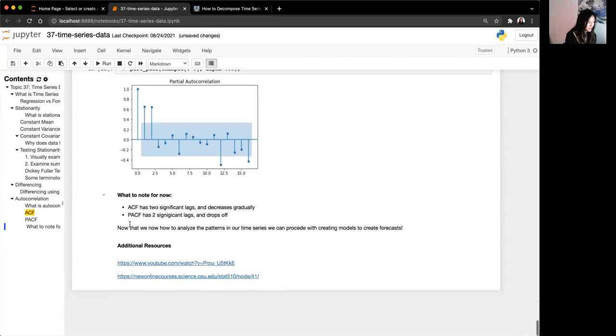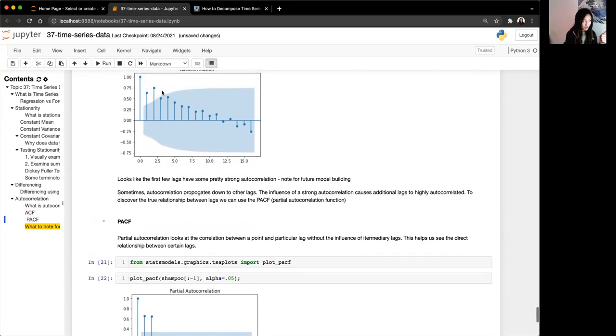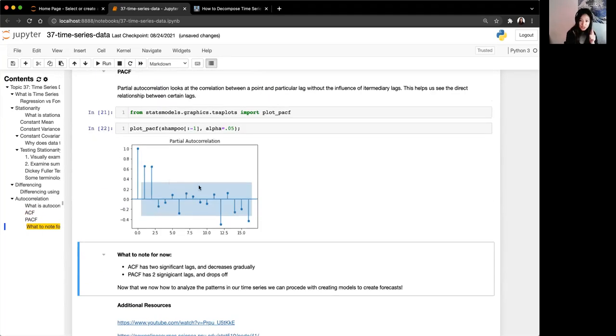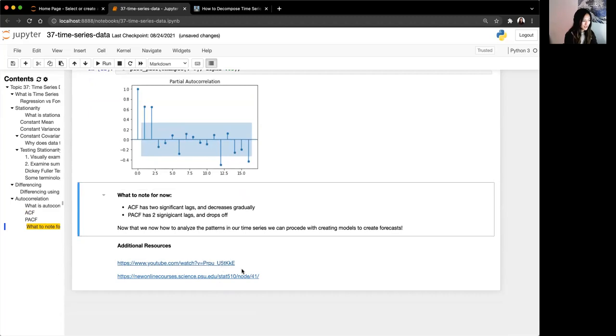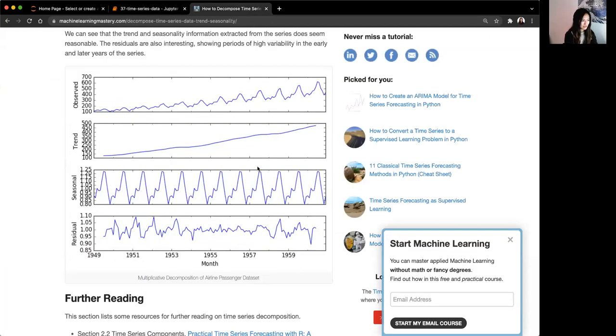Cool. So now that we know how to analyze patterns in our time series, we can proceed with creating models to create forecasts. With these 3 numbers, the number of autocorrelated lags, the number of partially autocorrelated lags, as well as the order of differencing that needs to be done, you can pretty much start building your time series models. And we'll talk more about that tomorrow. Any questions? I'm going to send out this resource because I do think it's very cool. I'll send it out to the Slack channel right after this.